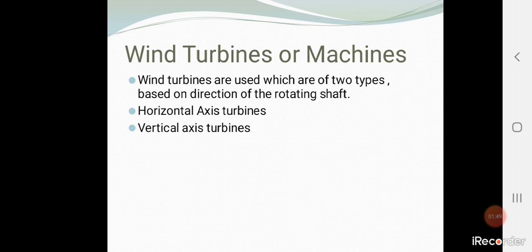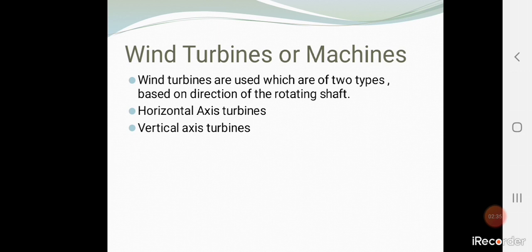Now, the machines used to convert kinetic energy of wind into mechanical and then electrical energy are called wind machines. The machines used for this conversion of kinetic energy from wind to electrical energy are called wind machines. Example, windmill, wind turbine, etc. Wind turbines consist of airfoil shaped blades. The blades rotate at high speed when wind blows. These blades are connected to a drive shaft which turns an electric generator to produce electricity.